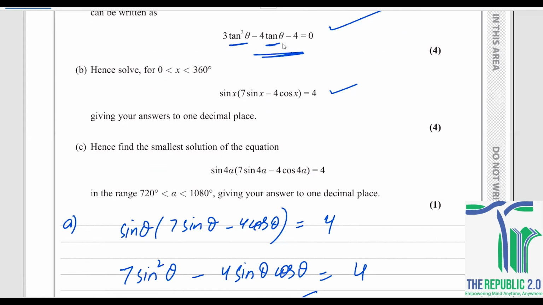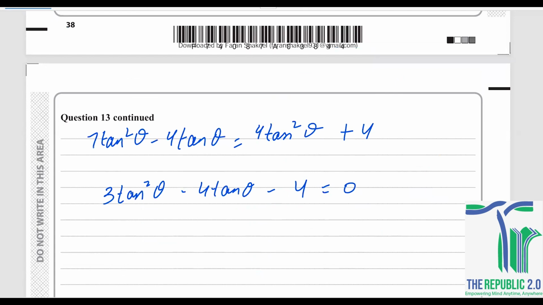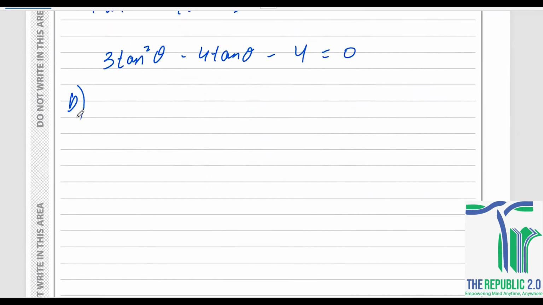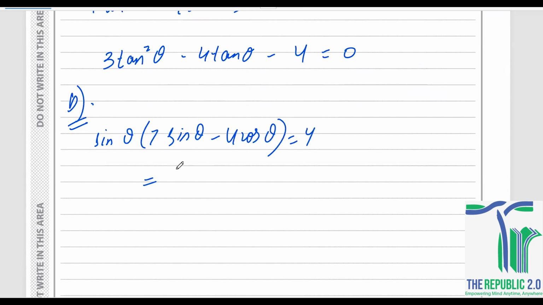So we just need to use the quadratic formula to get ourselves the values of theta. So for the B part, since we both know that sine theta times (7 sine theta minus 4 cos theta) is equal to 4, it can also be written as 3 tangent square theta minus 4 tangent theta minus 4 equals 0.